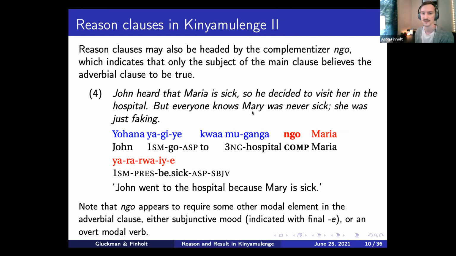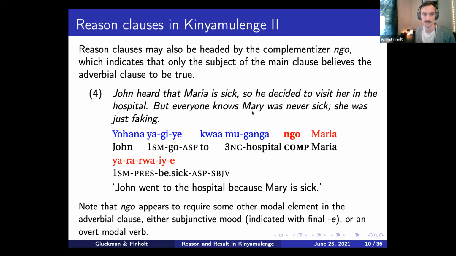John heard that Mary is sick, so he decided to visit her in the hospital, but everyone, including the speaker, knows that Mary was never sick. She was just faking and happened to convince John. Again, ngo here encodes that only John believes Mary is sick and distances the speaker from the truth of the adverbial clause.